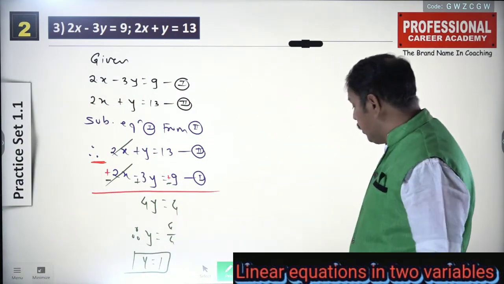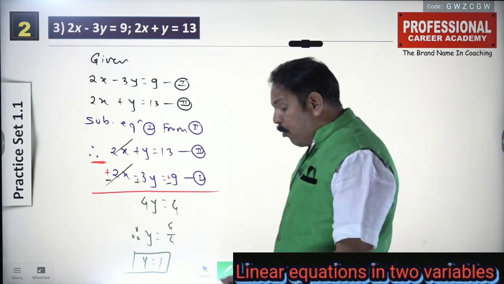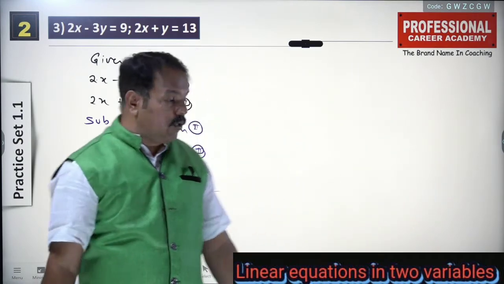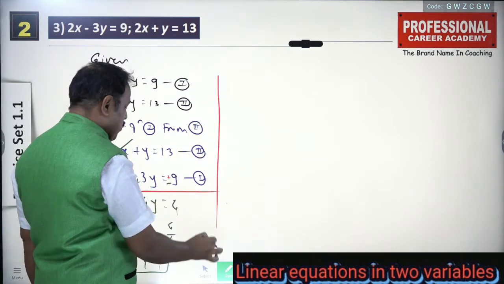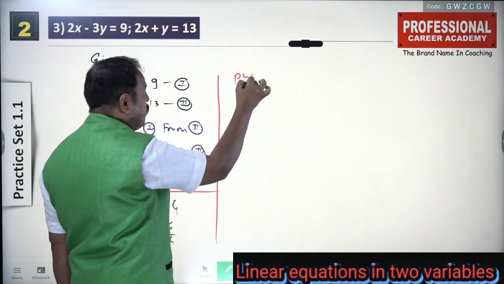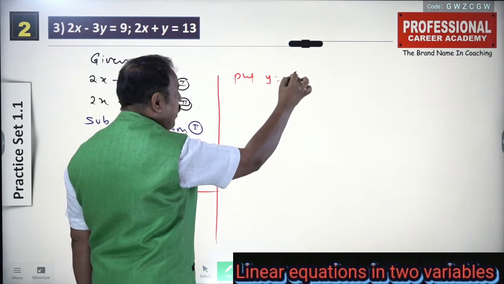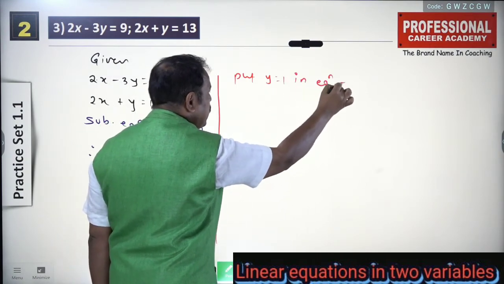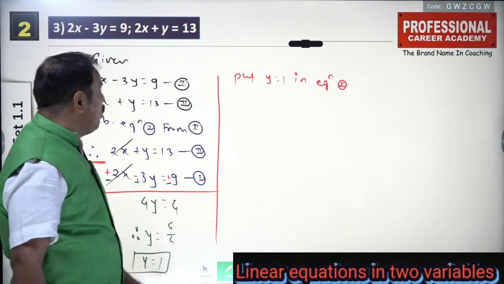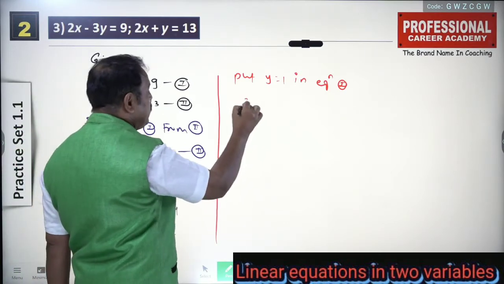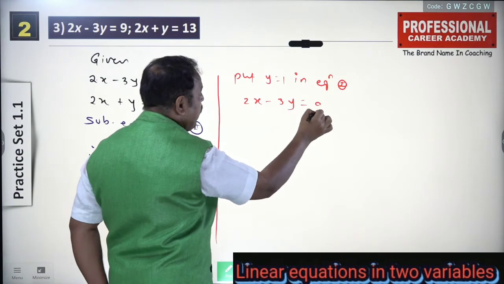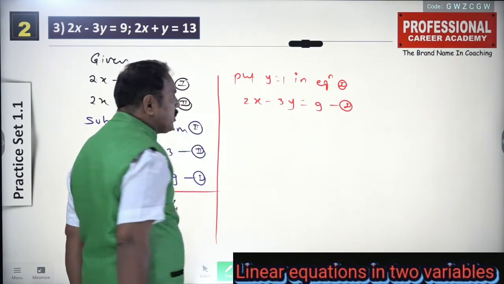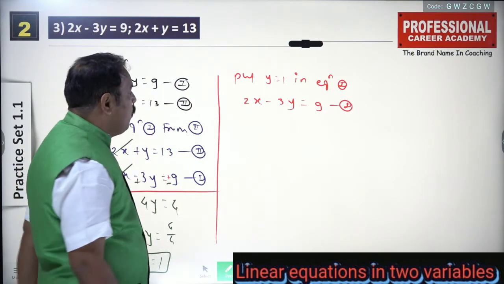Right? So see here. Now put this value either in equation 1 or 2. So put y equal to 1 in equation number 1. So write, what is 1? 1 is 2x minus 3y is equal to 9. That is 1. So put the value of y.